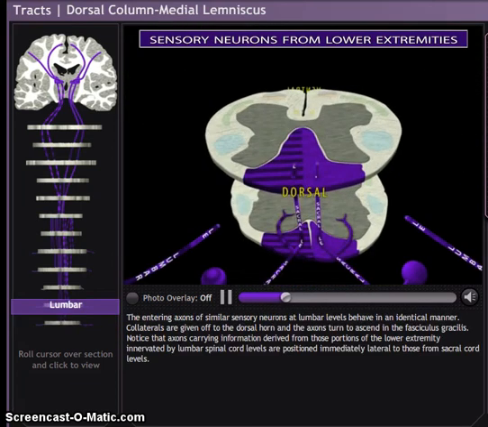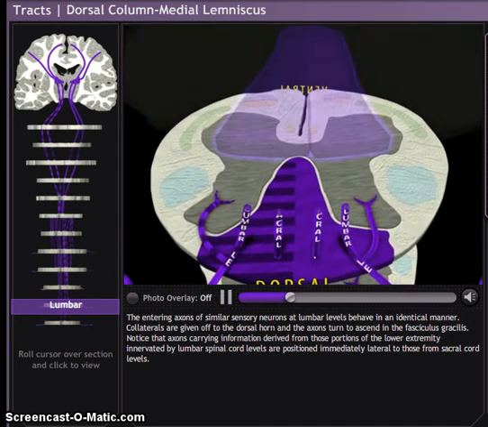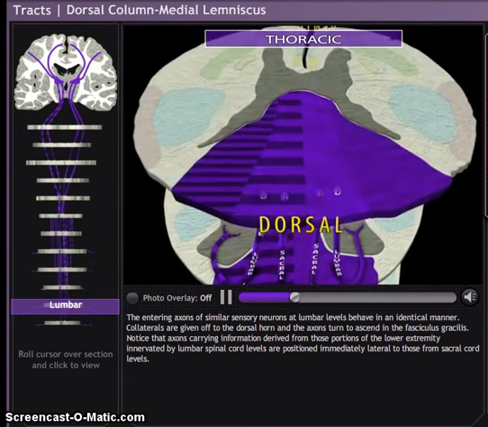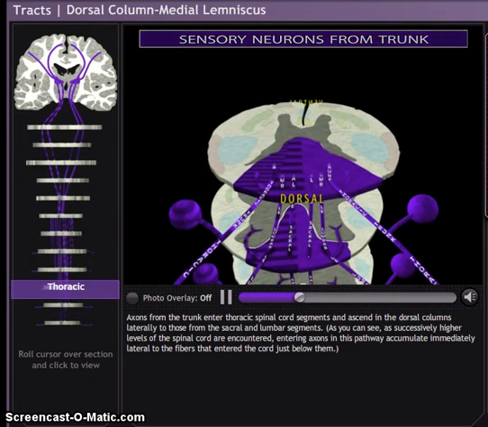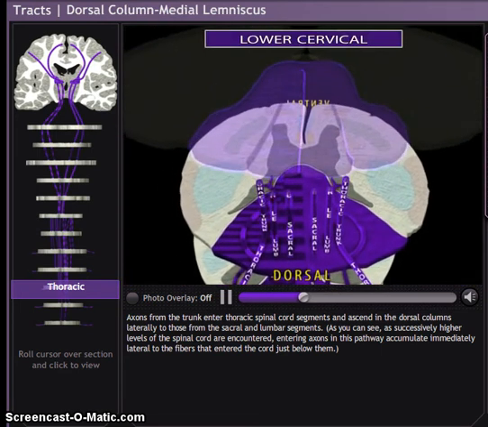Sensory neuron axons at lumbar levels behave in an identical manner, giving off collaterals and ascending in the fasciculus gracilis. Axons from the trunk enter thoracic spinal cord segments and ascend in the dorsal columns laterally to axons from the sacral and lumbar segments.